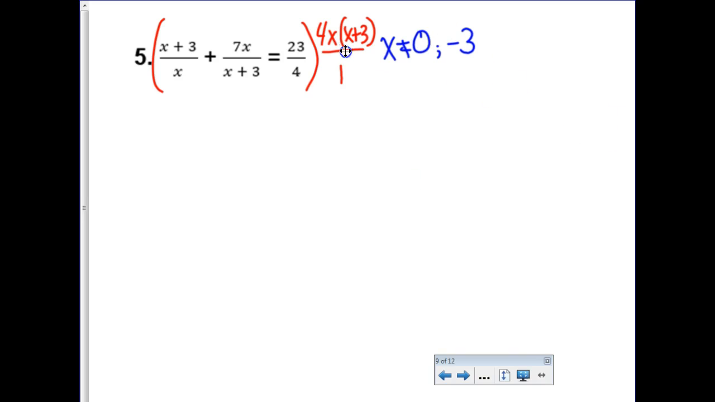So in this first fraction, the x's are going to cancel. But you still have an x plus 3 from the existing numerator, you still have a 4, and you still have an x plus 3 from the LCM. So what I'm going to do is write down the 4 and the x plus 3 from the LCM, and then it's still being multiplied by this x plus 3. Notice, I snuck in some parentheses around that.